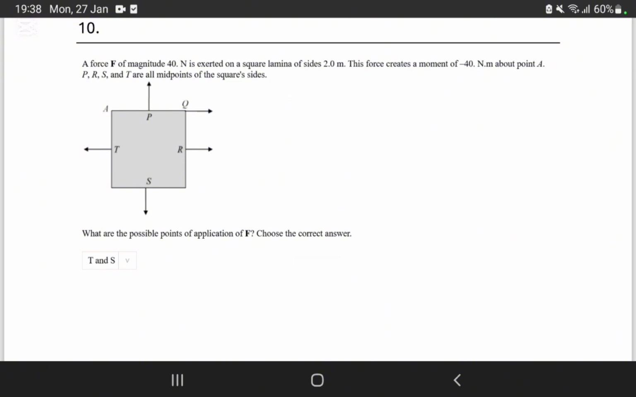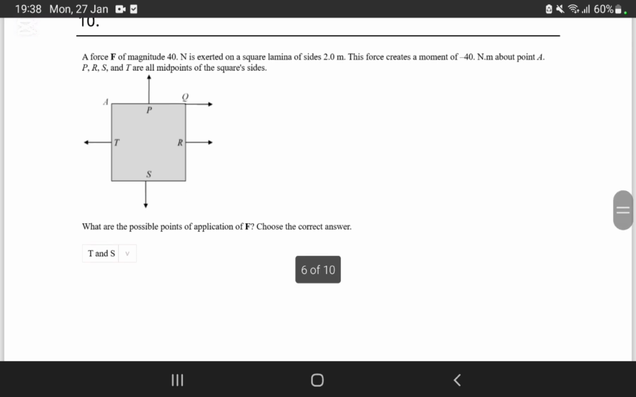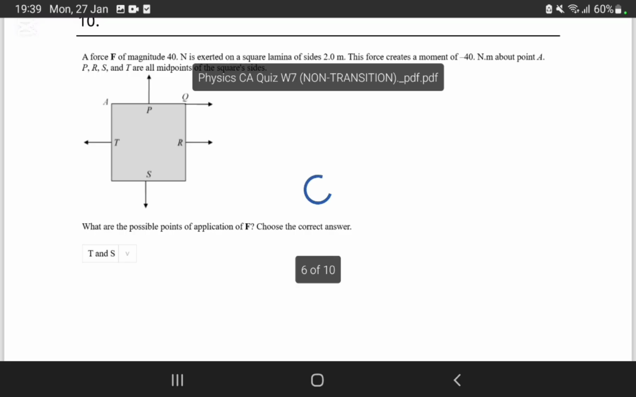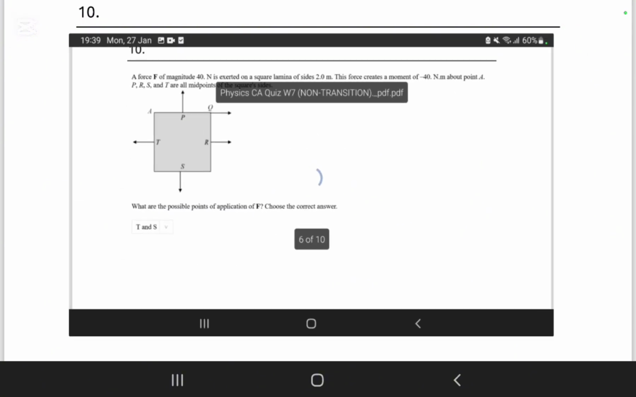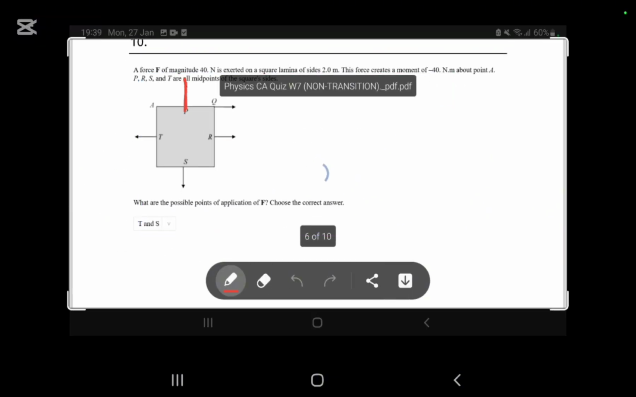A force F of magnitude 40 newtons is exerted on a square lamina of sides 2 meters. This creates a moment of negative 40 newton-meters. As I said before, the ones that are attached, like P and Q, have a torque of 0.